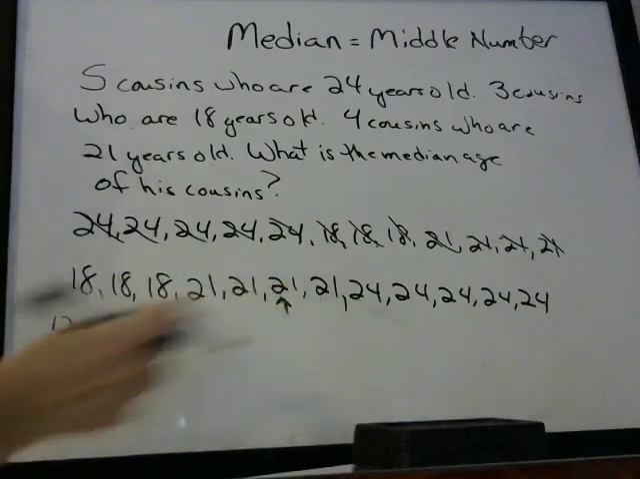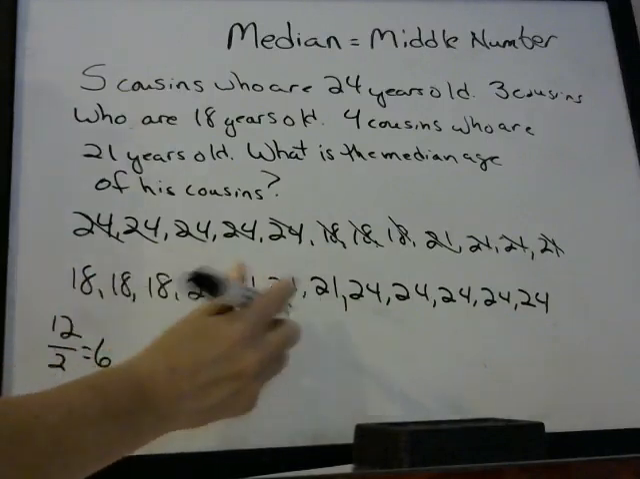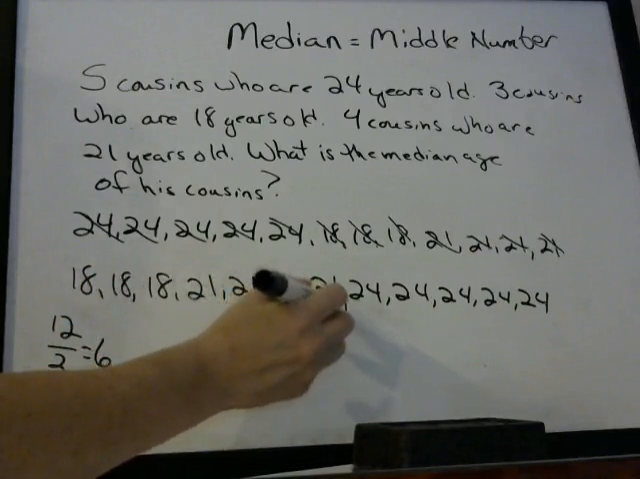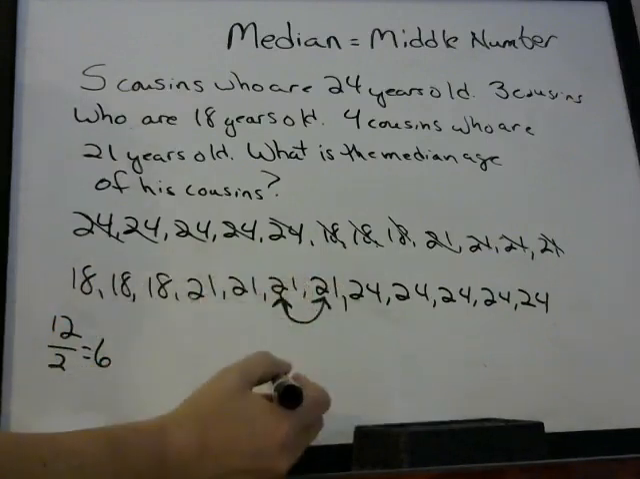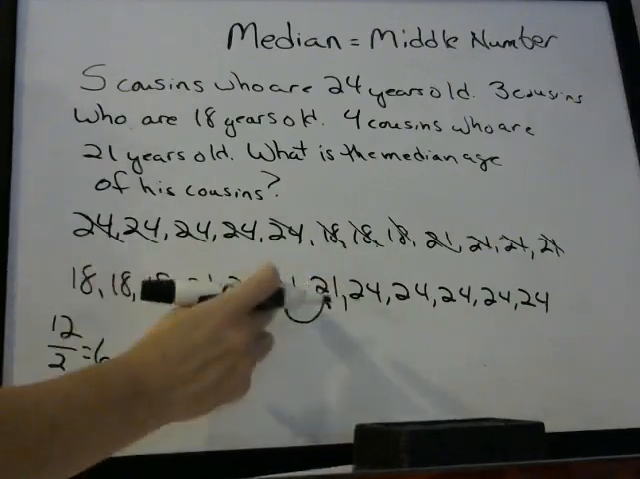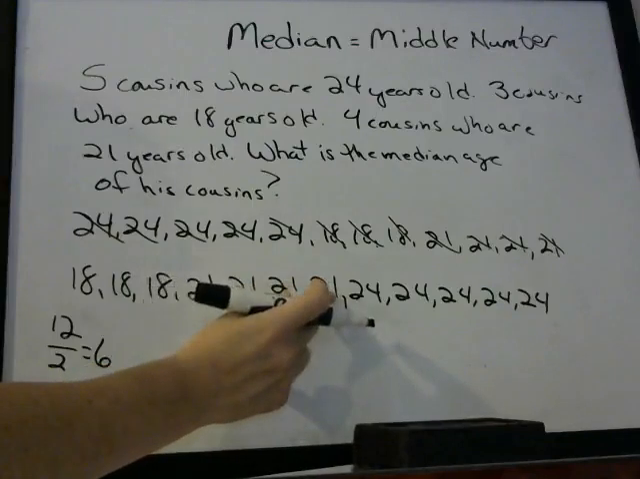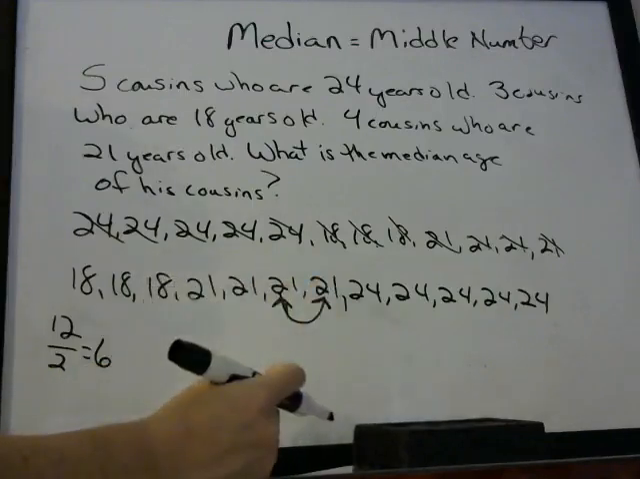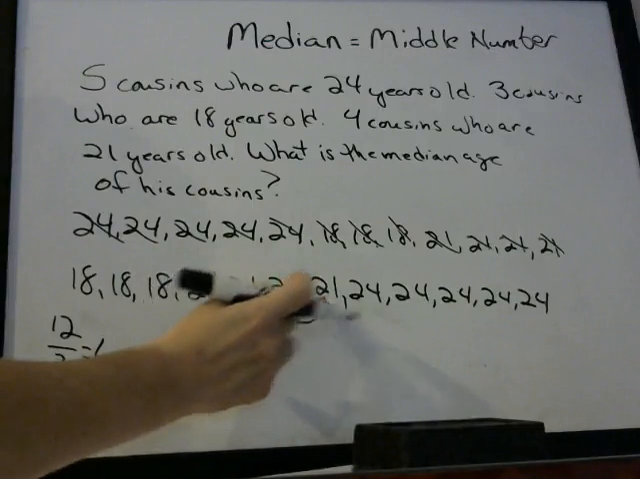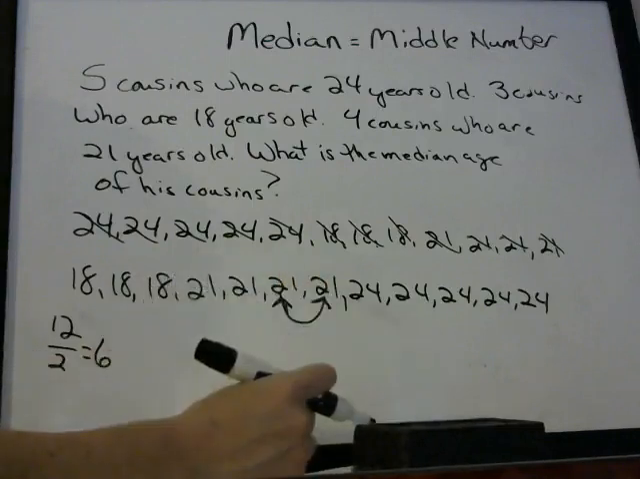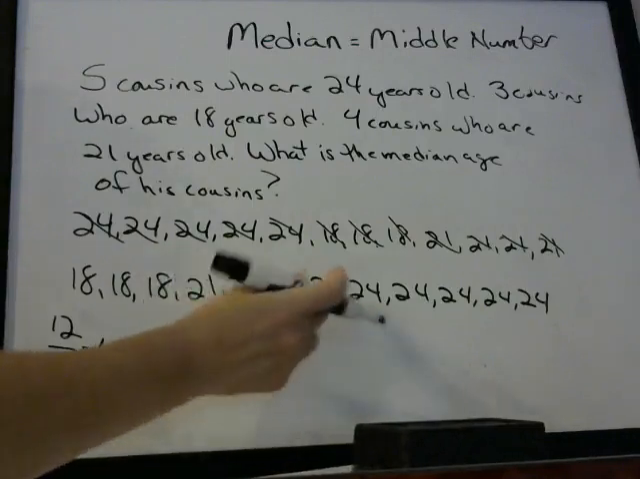So remember, in even data sets, we have to take that number and the number next to it and average them. So we have 21. The number next to it is 21. So you shouldn't have to do the math on that. The average between 21 and 21 is just 21. But you can if you want.